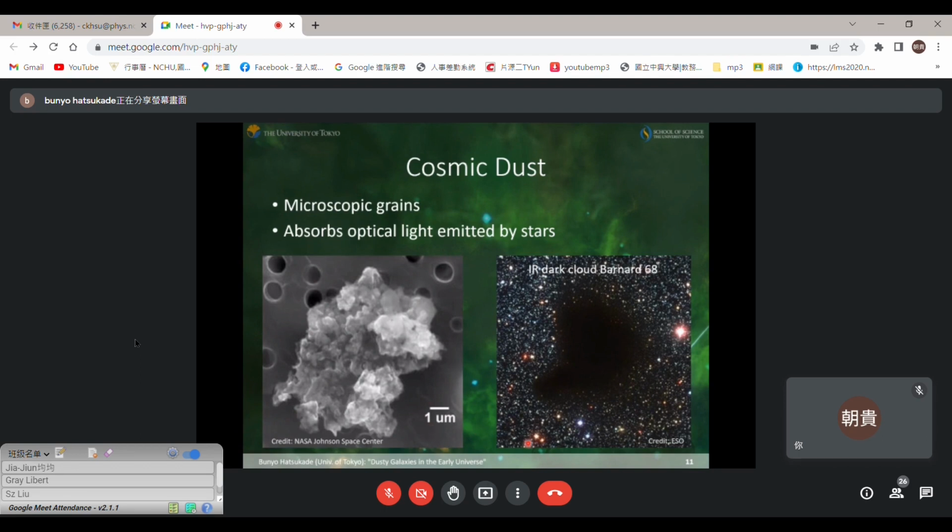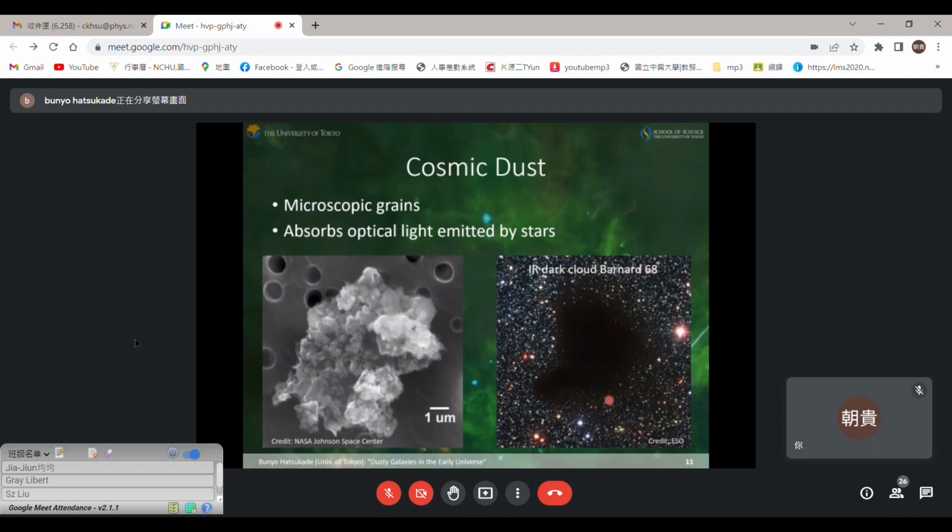For example, the figure on the right shows the infrared dark cloud named Barnard 68, and the central part is very dark, and there seems to be no object here, but actually dust exists between the Earth and the stars behind this cloud. This dust absorbs the emission from the stars behind the cloud, so we cannot see anything at optical or near-infrared wavelengths.